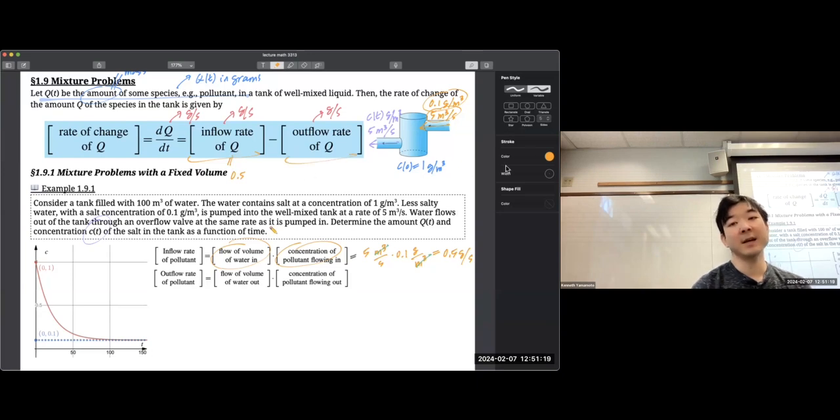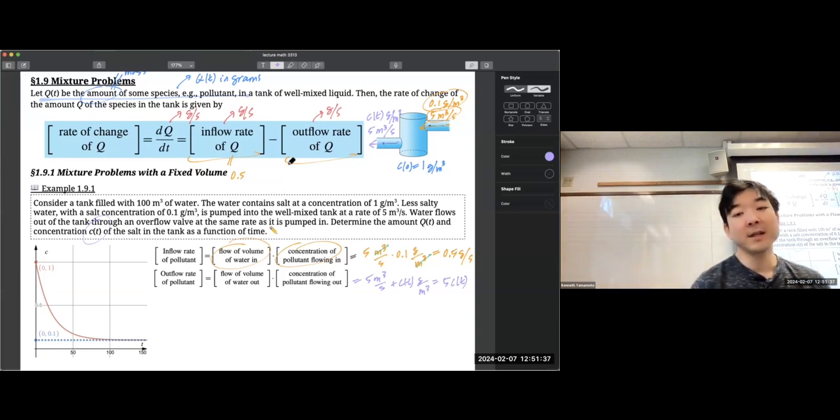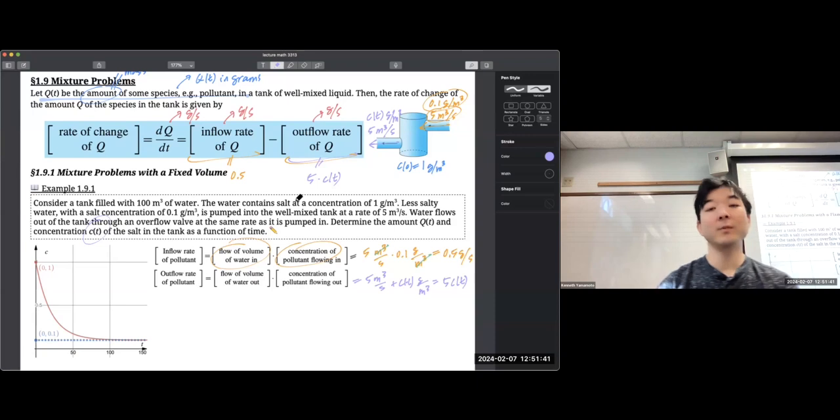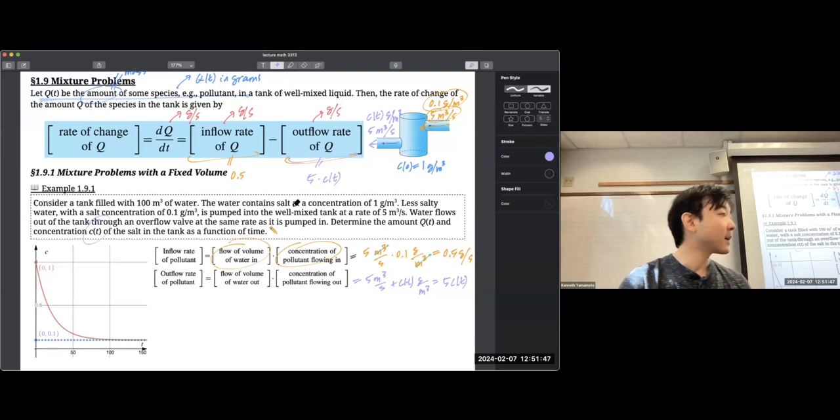The outflow rate is going to be the same idea. It's just these two multiplied together. So it's going to be equal to 5 cubic meters per second times C of T grams per cubic meter. And so it'll be 5 times C of T. That one looks weirder because C of T is unknown, but that would go into here. And we'll pick up from there and do the rest of this.